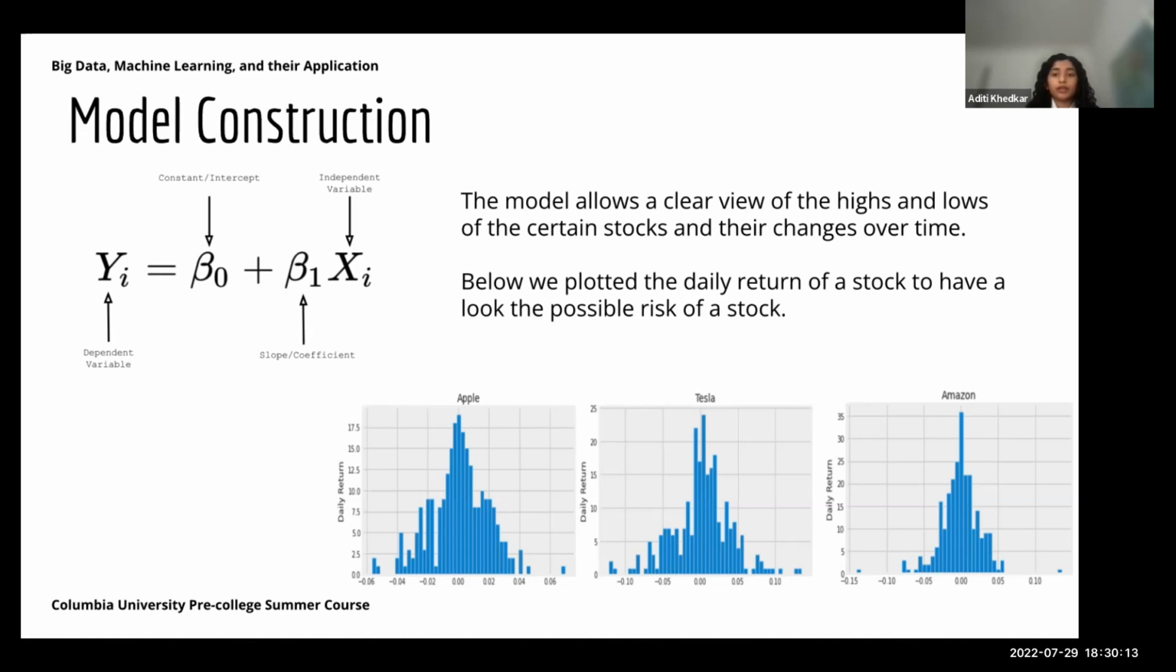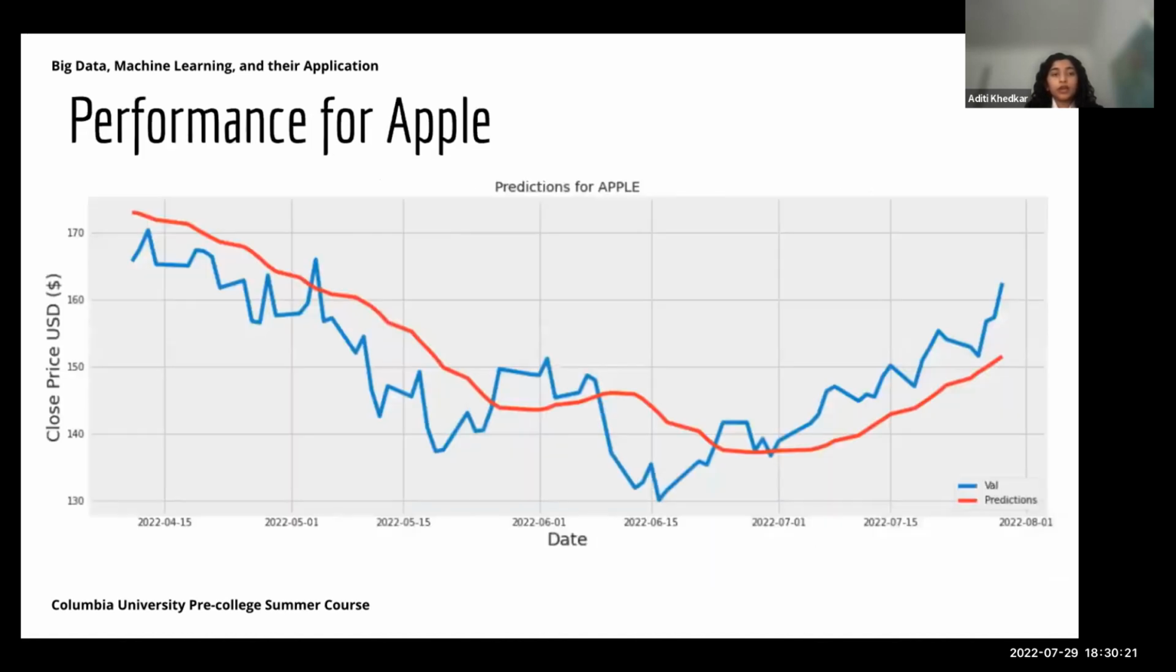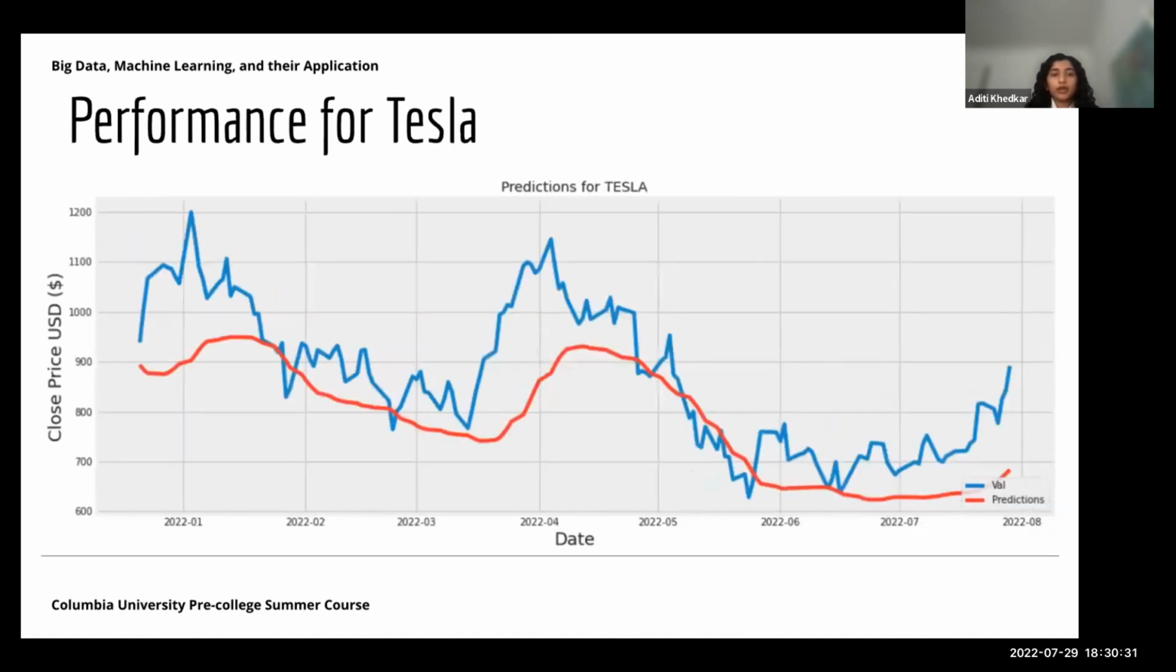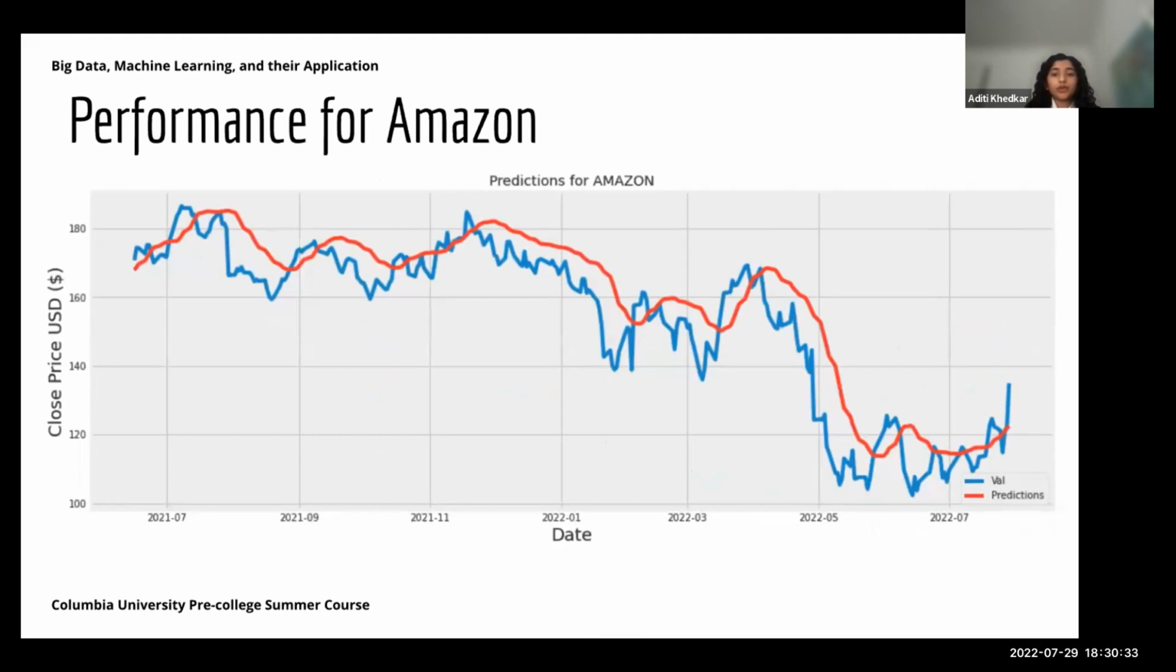Below, we plotted the daily return of a stock to take a better look at the possible risk of each of the stocks we chose. We plotted the performance of the prediction for the stocks for Apple, which is shown here, Tesla, which is shown here, and Amazon. The graphs show the prediction data and the actual values, where the prediction data is what our model created on its own.